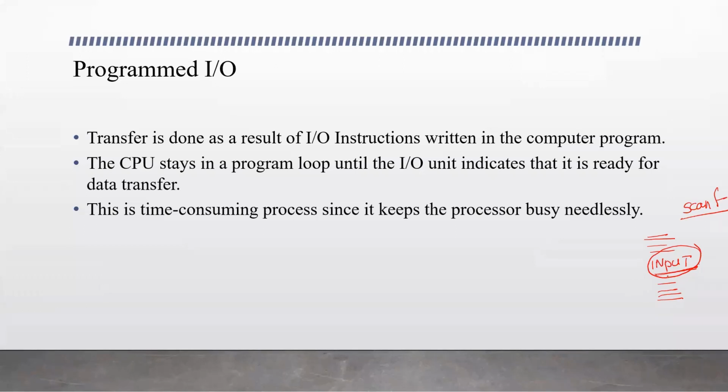Once the transfer is initiated, the CPU stays in the program loop until the IO unit indicates that it is ready for transfer. Let's take this input instruction only. For taking input into the computer, the CPU goes to fetch data from the input device. We have an input device here. Data needs to be transferred to the CPU for processing. That is the execution of this particular input instruction given in the program. This is programmed IO.